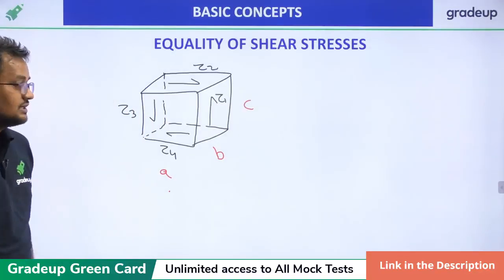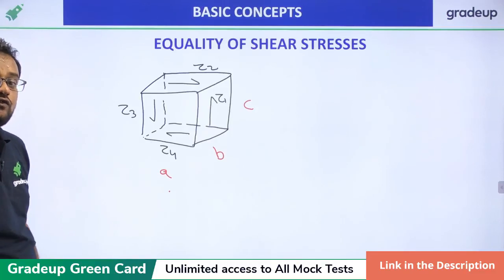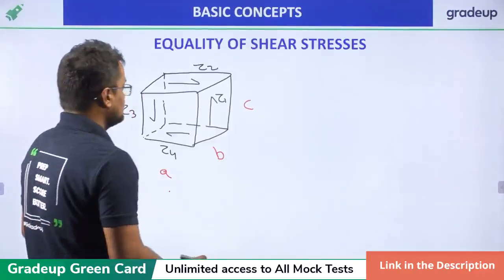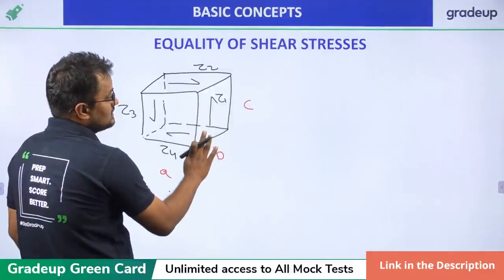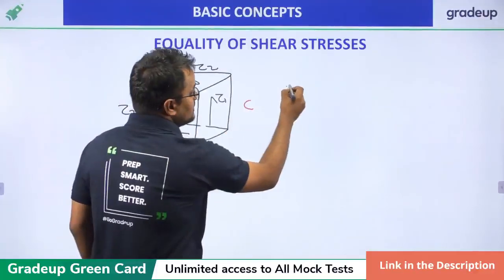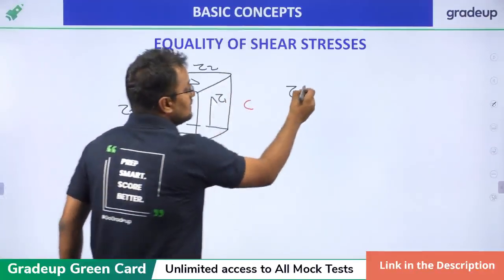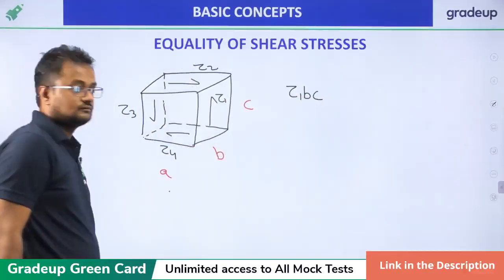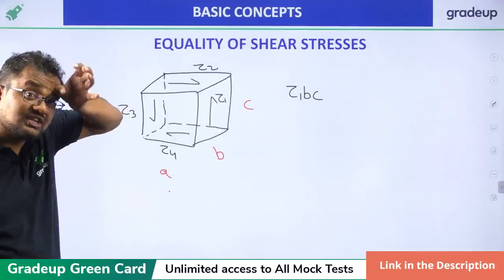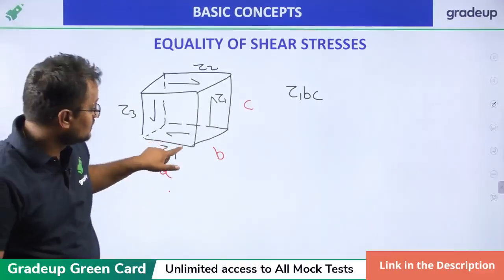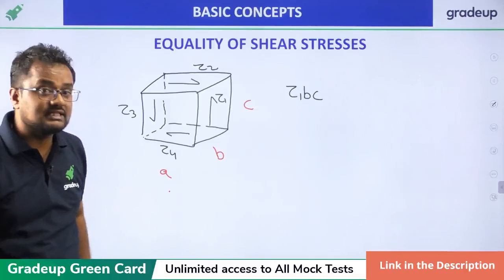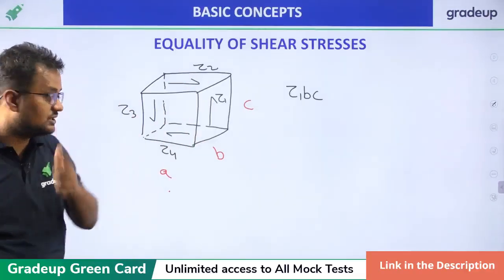Suppose the body is in equilibrium, therefore net upward force should be equal to downward force. How much is upward force? This tau 1 is acting upward, therefore force is stress into area. Tau 1, in which area is it acting? It is acting in B and C. Force is stress into area, my friends. Area is B into C. In this tau 1 is acting, so upward force is tau 1 into B into C.